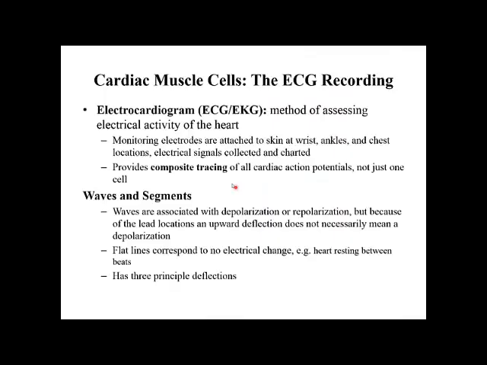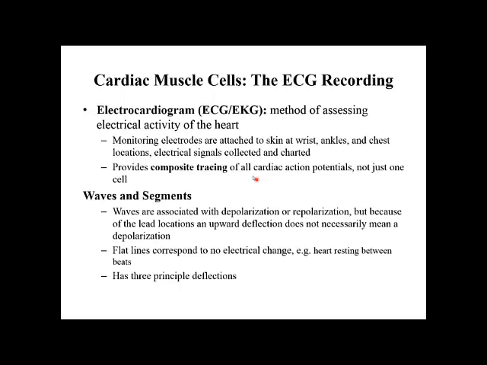How can we assess the electrical activity of the heart? This is done by an electrocardiogram. You'll see both EKG and ECG, and they both mean the same thing. The K comes from the German spelling of cardiogram, but most people actually use ECG. One thing to note, this is a composite tracing of all the cardiac activity. This is not a recording of a single action potential.